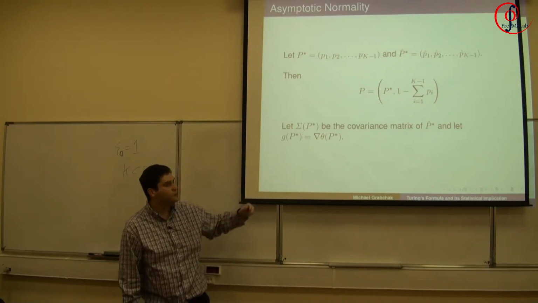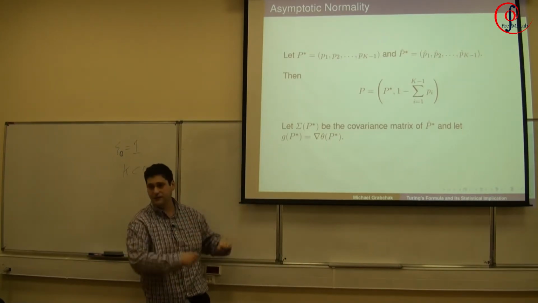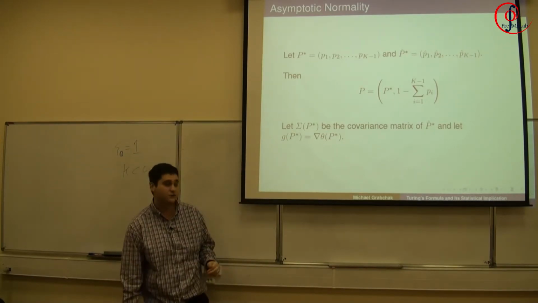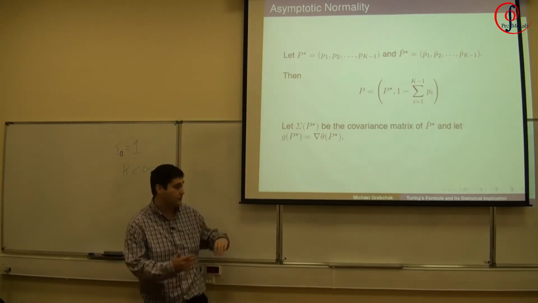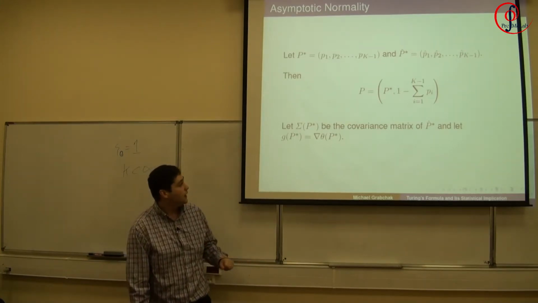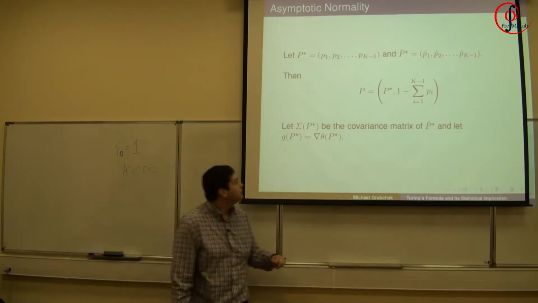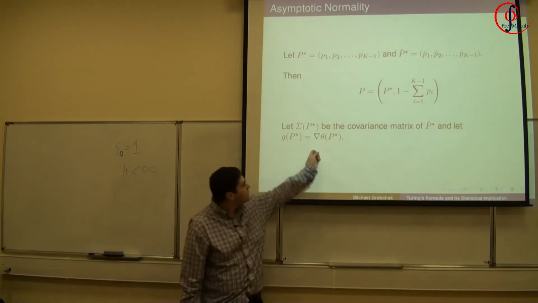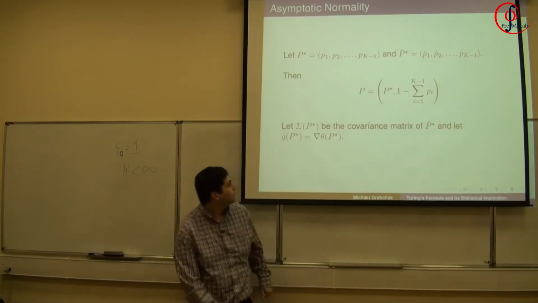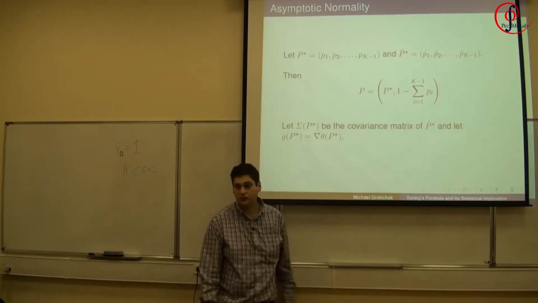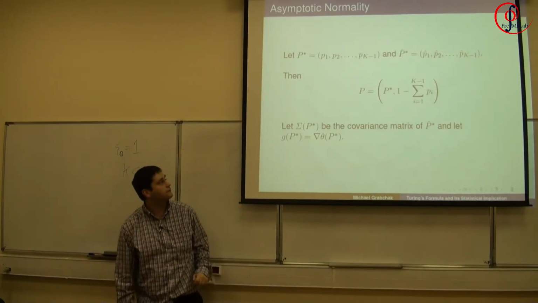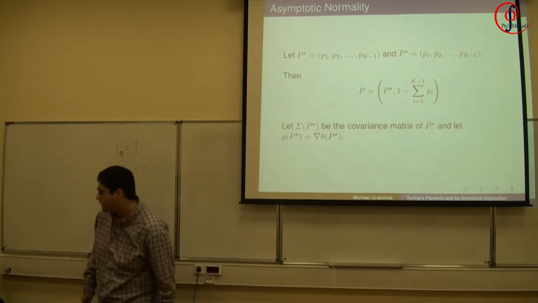And I don't want to write messy formulas here. It's not difficult to write down what this covariance matrix looks like. It just looks a little ugly, but it's easy to write down, and basically well known. And let G of P star be the gradient of theta P star, so the vector of partial derivatives of our index.